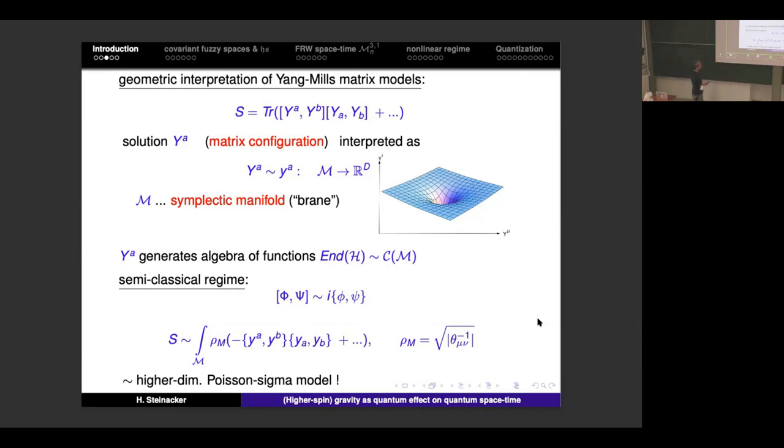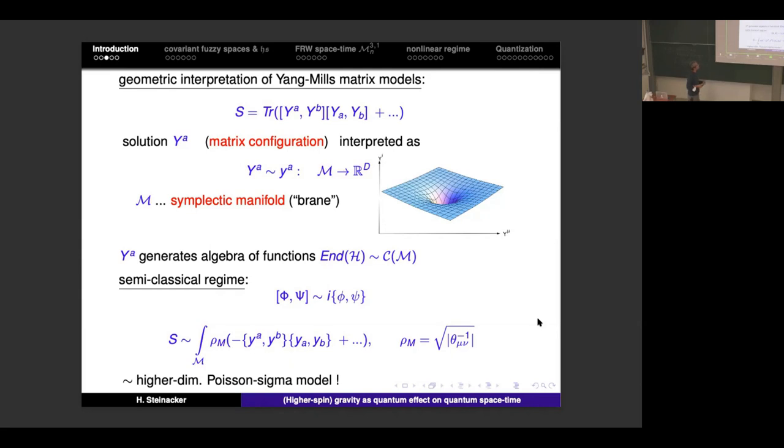Now, how do you think of that? It's an action of matrices. So you have 10 matrices. What can you do with matrices? You can multiply them. That's not such a good idea. It's better to take commutators and then take the trace of the commutators. That's the most natural model here. It obviously has a Yang-Mills structure and it sort of comes from dimensional reduction of Yang-Mills, if you like.